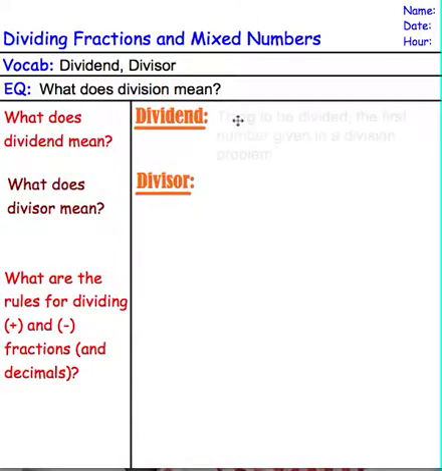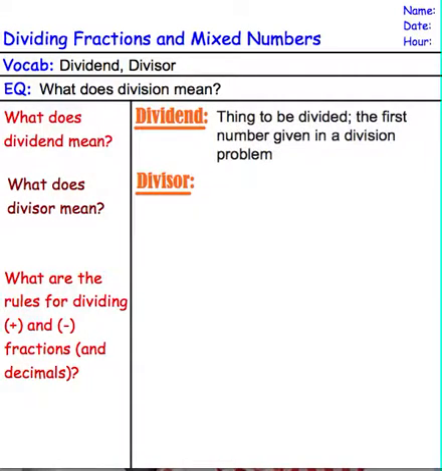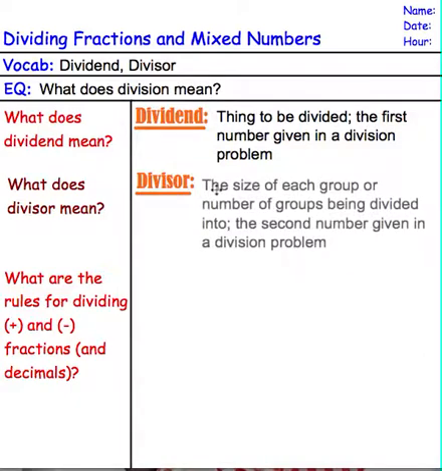So a dividend is the thing to be divided. It's the first number given in a division problem, what we're doing the work to. A divisor, on the other hand, is the size of each group or number of groups being divided into. It's the second number given in a division problem. I like to remember this as dividend comes before divisor in a division problem, just like it does alphabetically.